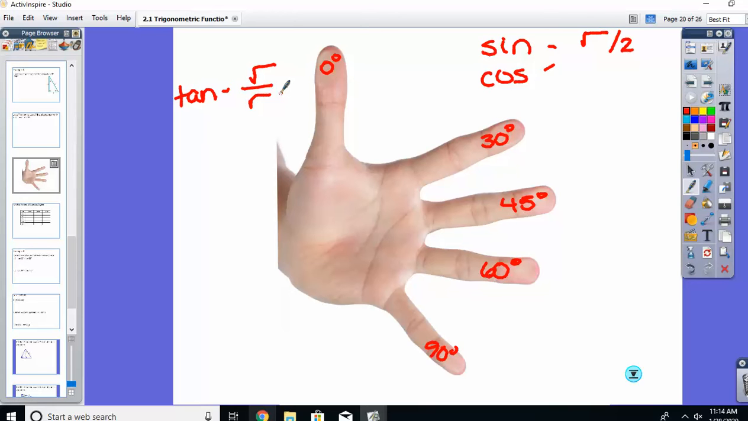So if we did 30, fold in your 30. So tangent square root of the top over square root of the bottom, so it'd be radical 1 over radical 3. Square root of 1 is 1 over the square root of 3, which would turn into radical 3 over 3, like we had yesterday. Okay. 45. Radical 2 over radical 2 is 1. 60. Radical 3 over radical 1. Radical 3. 90. So radical 4 over radical 0. Undefined. Can't divide by 0.